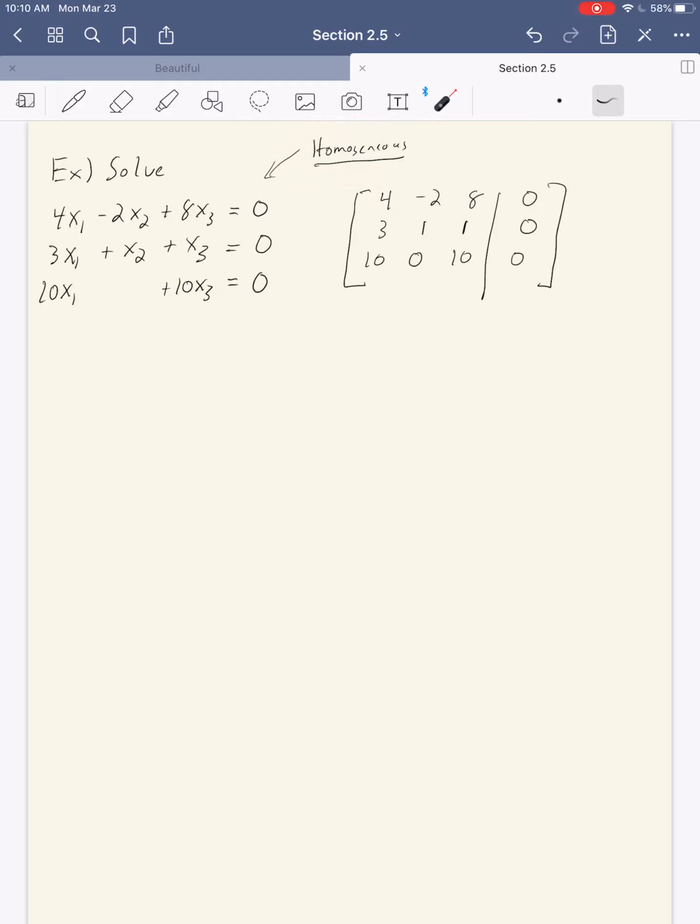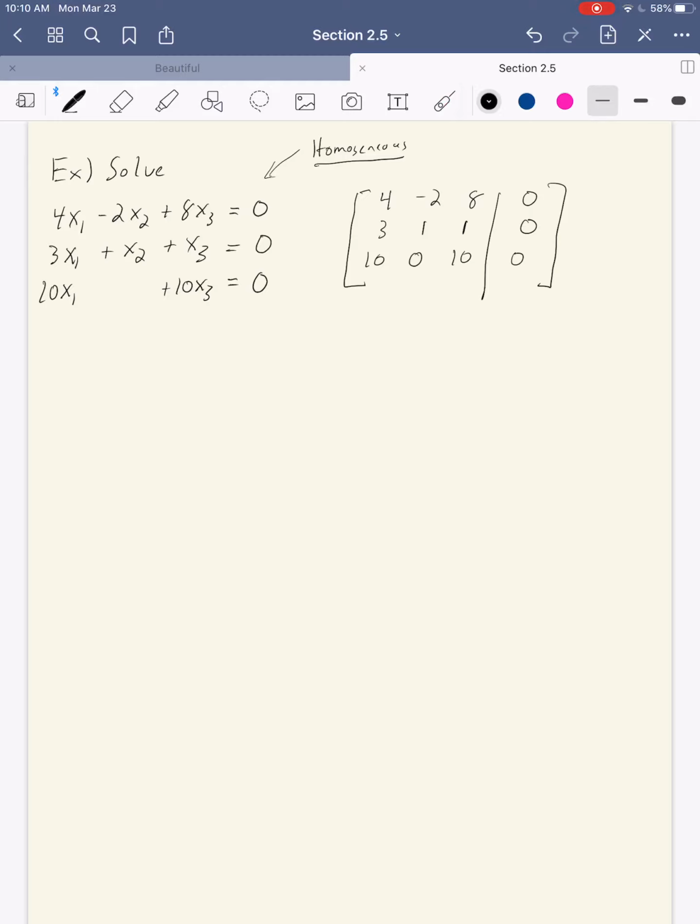How do I know that? Well, since everything's equal to 0, just imagine letting every variable be 0. If every variable is 0, this will be 0, 0, and 0, which will be 0. This will be 0, 0, and 0, and this will be 0. And this will be 0, obviously 0, 0, and that'll be 0. So whenever you have a homogeneous system like that, there's always going to be a solution. There's always going to be 0, 0, 0 as a solution. The question is, are there any other solutions?